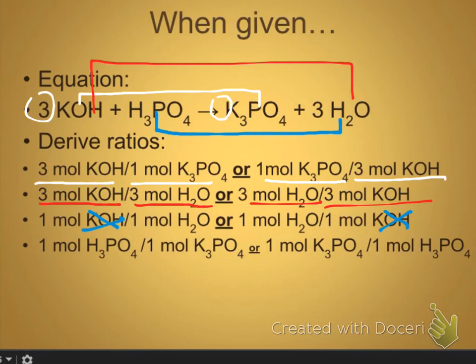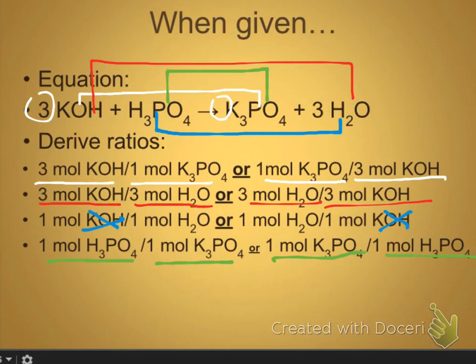And we can look at the relationship between the phosphoric acid and the potassium phosphate. So we know that for every 1 mole of phosphoric acid that we put in, we're going to get 1 mole of potassium phosphate out, and vice versa. If we needed to produce 1 mole of potassium phosphate, we know we would have to run the reaction with 1 mole of phosphoric acid.